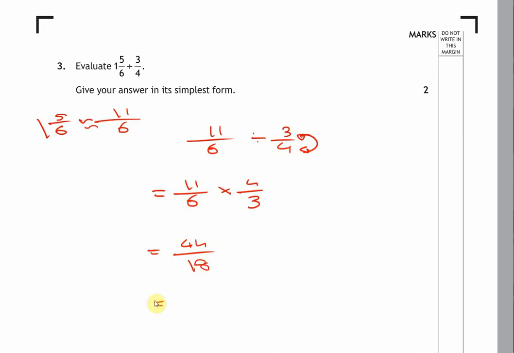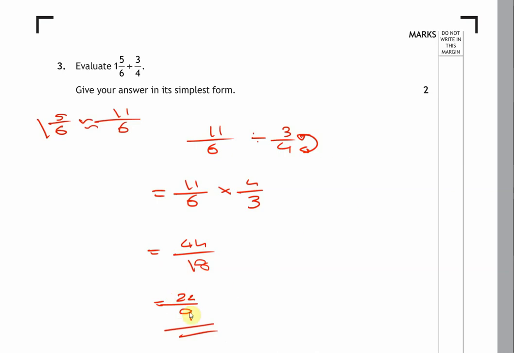Now what we can then do is start to simplify this. The first thing that we can see is that we could divide these by 2, top and bottom. So that would give us 22 over 9, just like that, and that cannot be simplified any further. You could put that into mixed numbers if you want.